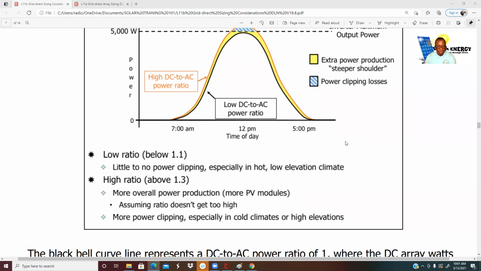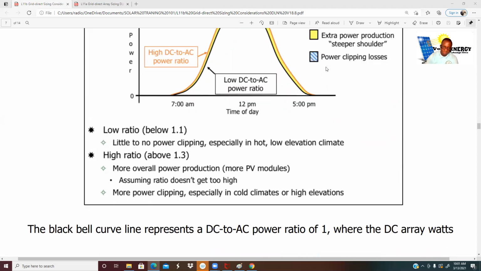Low ratio, below 1.1: little to no power clipping, especially in hot, low elevation climates. High ratio, above 1.3: more overall power production, more PV modules. These are things to take into consideration. More overall power production, more PV modules, assuming the ratio does not get too high, but more power clipping, especially in cold climates or high elevations.